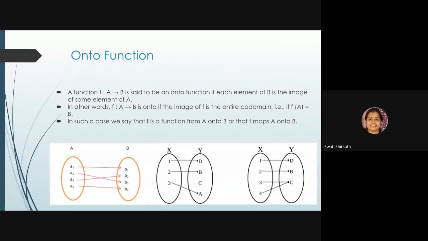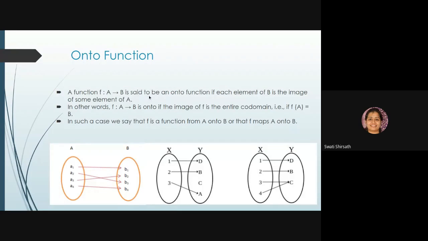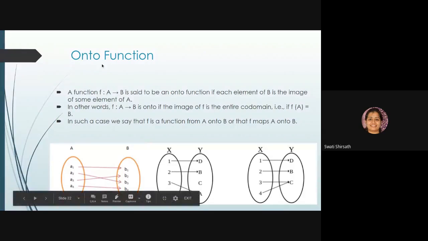Onto function. Now we're dealing with the codomain here. A function f from A into B is said to be an onto function if each element of B is the image of some element of A. Now we are working on the codomain. We are bothered about the elements of the codomain. If each one of them has some mapping, even multiple mappings is fine, but if they have some mapping in the domain, then we will say that it is an onto function.